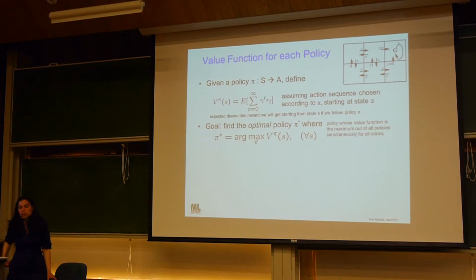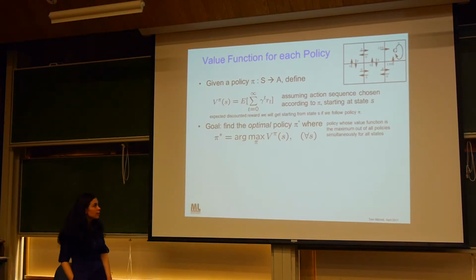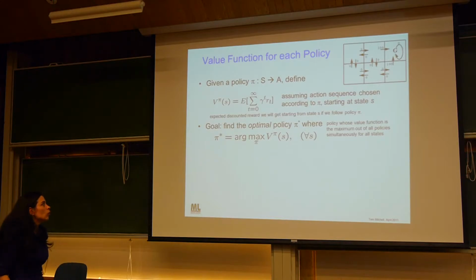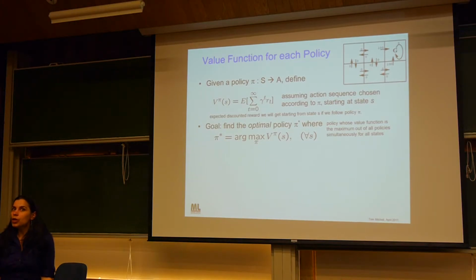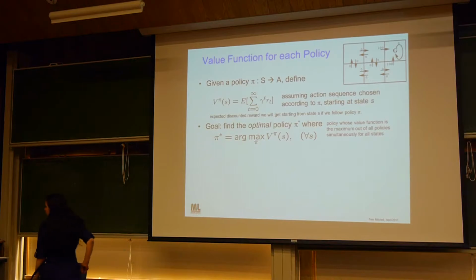The optimal policy is defined as follows: no matter which state I start in, I want a policy whose value function is the maximum out of all policies, simultaneously for all states. It's non-trivial, because if it weren't a Markovian world, this optimal policy might not exist, since I'm requiring that the policy is optimal no matter what state I start in. But it turns out that under the MDP assumption, there is a unique optimal policy for all states.